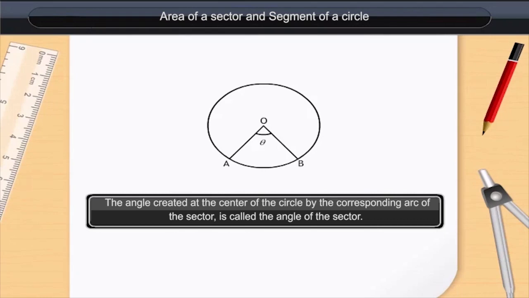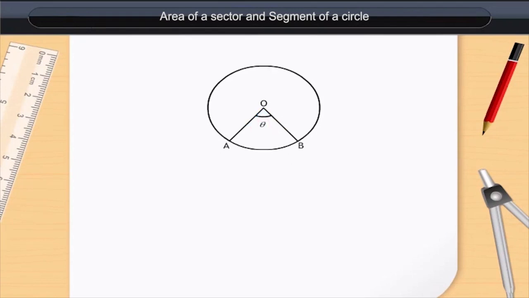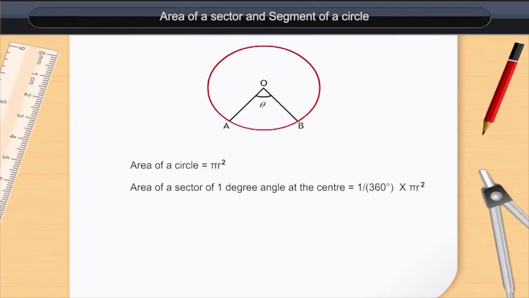of the sector. Area of a circle is equal to pi r square. Area of a sector of 1 degree angle at the center is equal to 1 upon 360 degree into pi r square. Area of the sector with angle theta is equal to theta upon 360 degrees into pi r square.